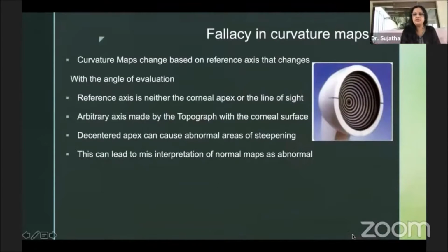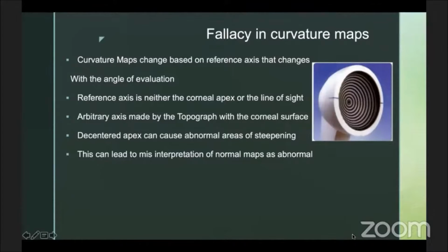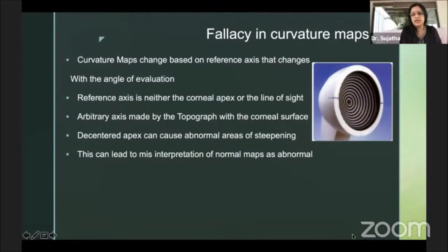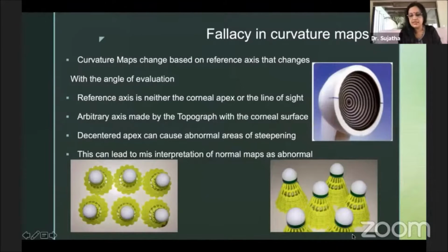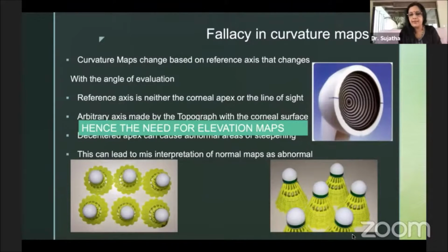The fallacy in the curvature map is that it is based on a reference axis, and if you have a decentered apex, it can cause abnormal steepening to appear. This is probably one of the biggest fallacies in using only the anterior topography map, and it can lead to normal maps looking abnormal. It is like taking an end-on view of a shuttlecock versus the side view, and hence the need for elevation maps.